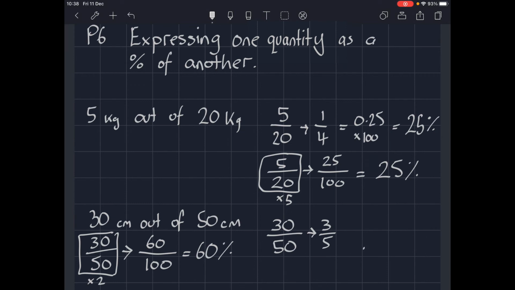So we do know how to divide with the bus stop method. So we're going to have 3, and we're going to see how many 5s go into it. How many 5s go into 3? None. So we have to place down an extra 0 and carry that 3 over. How many 5s go into 30? 6. So we end up with the decimal number 0.6. We times that by 100, and this gives us our 60%.